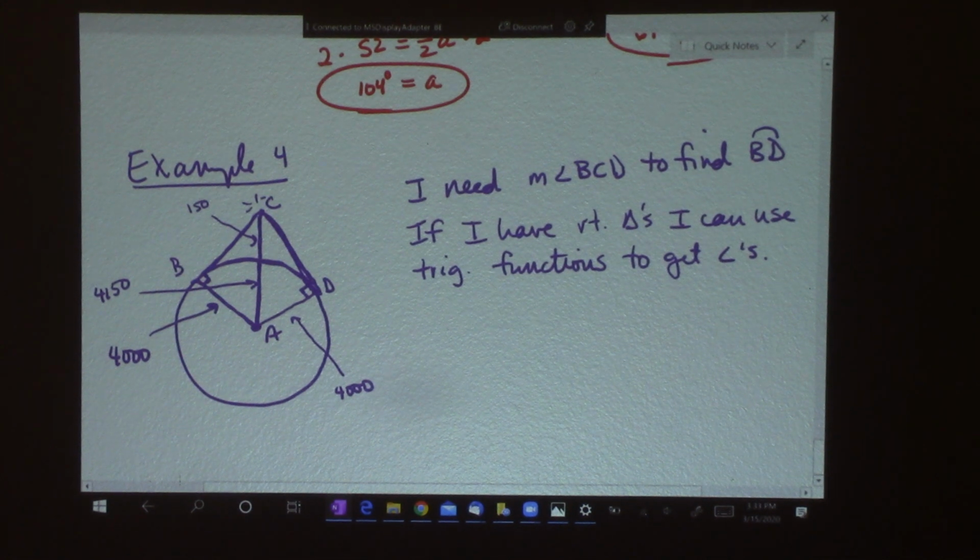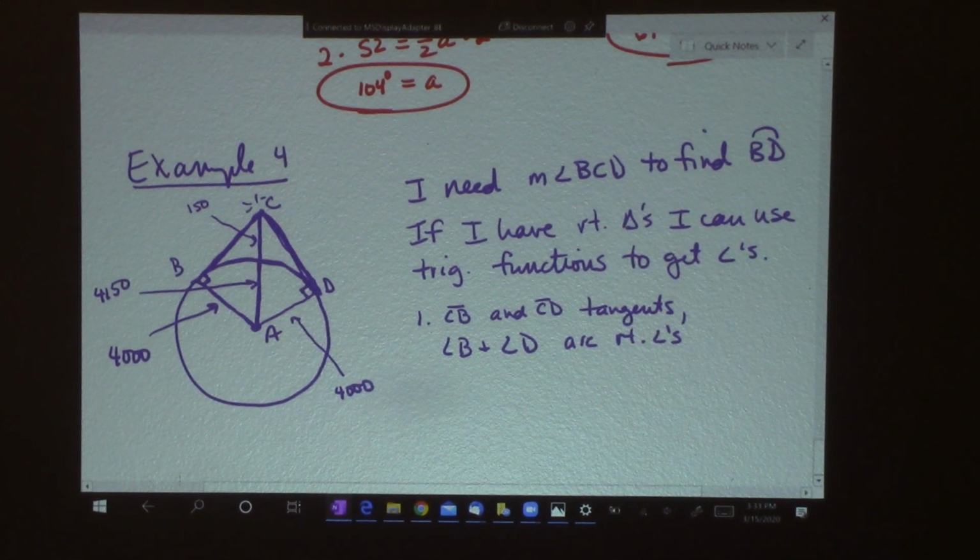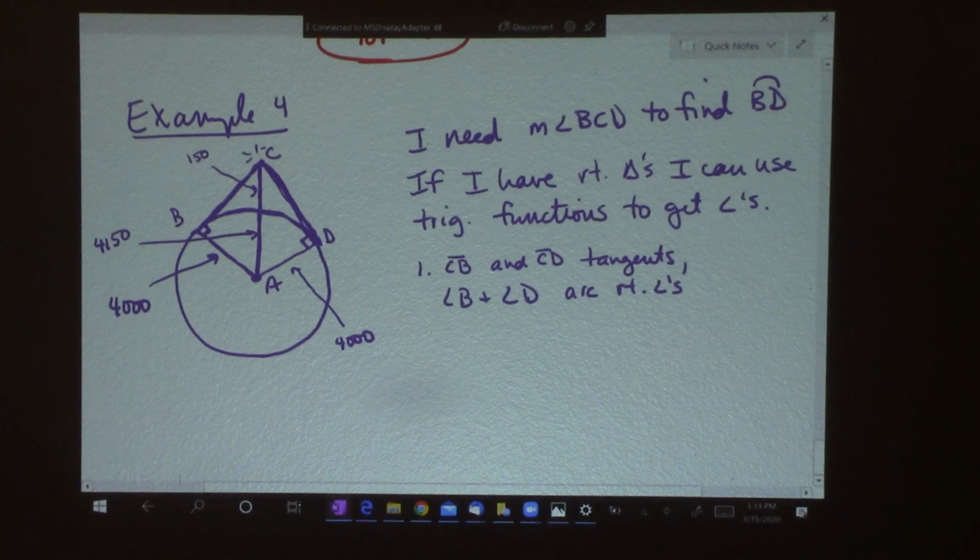All right, so I can say, number one, that CB and CD, right here, this line here, and CD here, are tangents. Then the measure of angle B and the measure of angle D are right angles because of that theorem that says that tangents are perpendicular to the radius of the circle at the point of tangency. Okay, so now let's talk about, I need to know these angles in here.